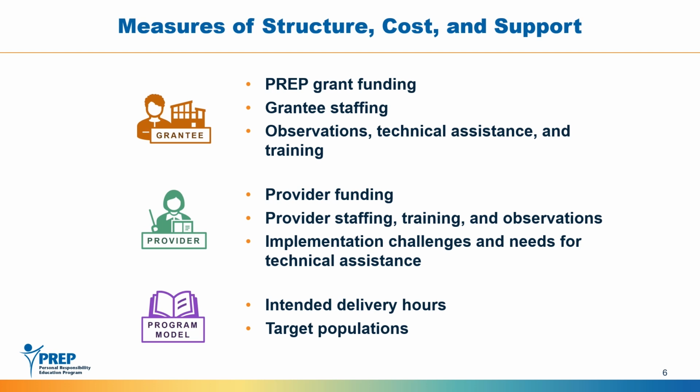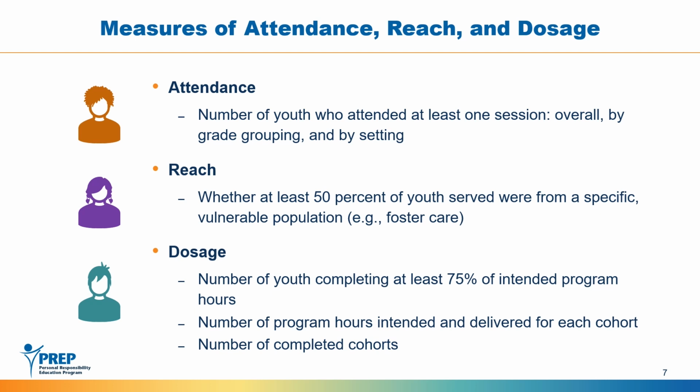In cases where the grantee is also a provider, both grantee level and provider level information should be reported for the same organization. The second set of measures focuses on attendance, reach, and dosage data. These measures provide information on the number of youth served overall and by the setting in which they were served, the number who completed at least 75% of scheduled program hours, and whether the majority of youth served were in a highly vulnerable population.